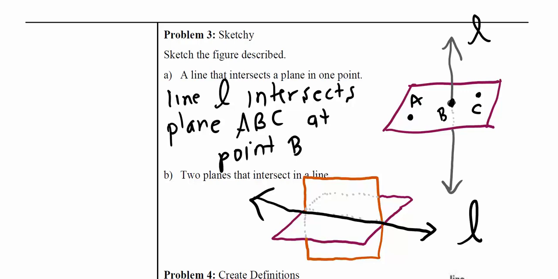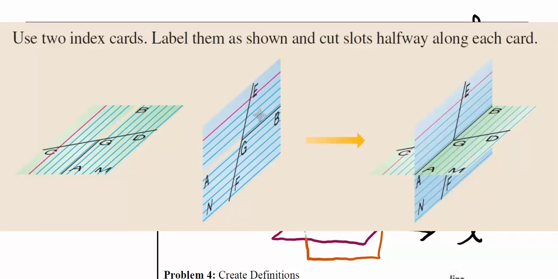You can try this at home if you get two note cards and you cut one with a slit halfway down, and you do the same thing with the other one, and then you kind of just slide them into each other. You're going to see in real life these two planes intersecting, and where they meet is going to be a line.